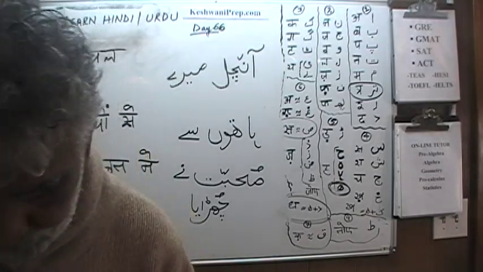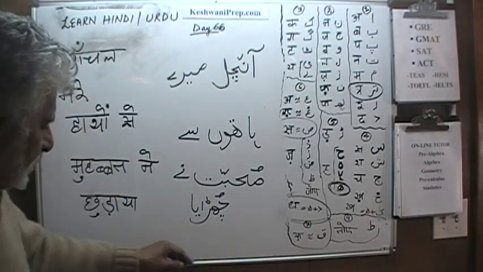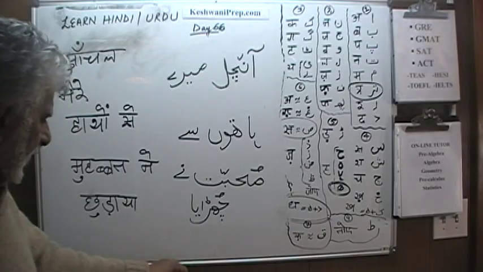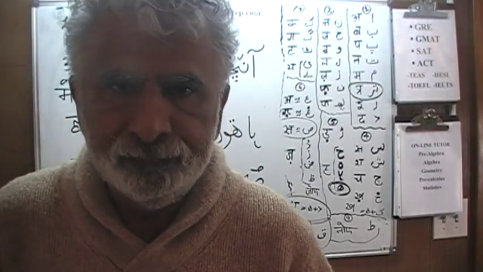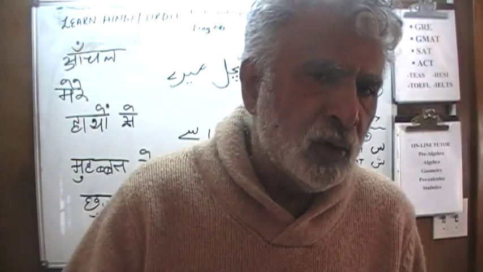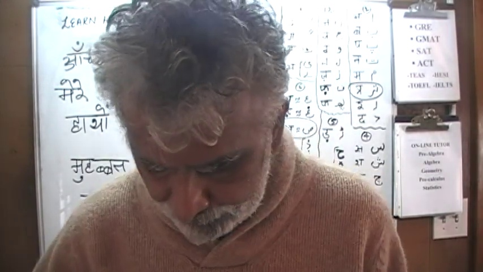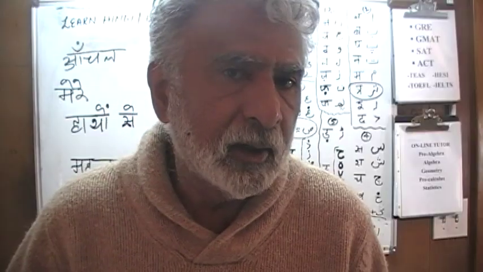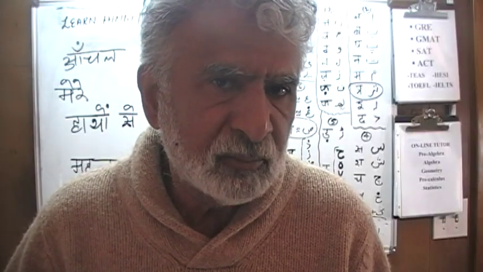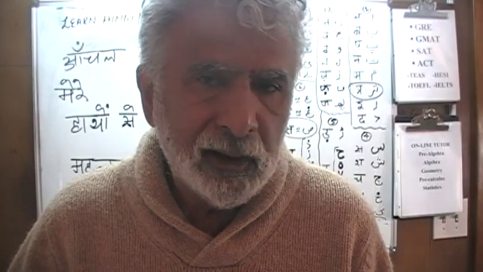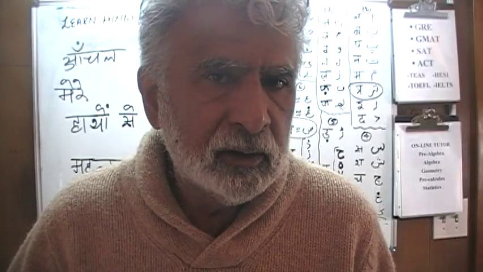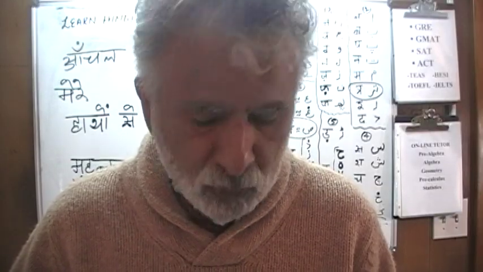आंचल मेरे हाथों से मोहब्बत ने छुड़ाया. That's a very poetic way of saying that she left me. She took the corner of her stole from my hand, of her dupatta, and she walked away. गुर्बत ने ज़माने की निगाहों से गिराया. When poverty struck me, it lowered my status in the eyes of the world, and she took the corner of her stole from my hand as I was holding it, and she walked away.